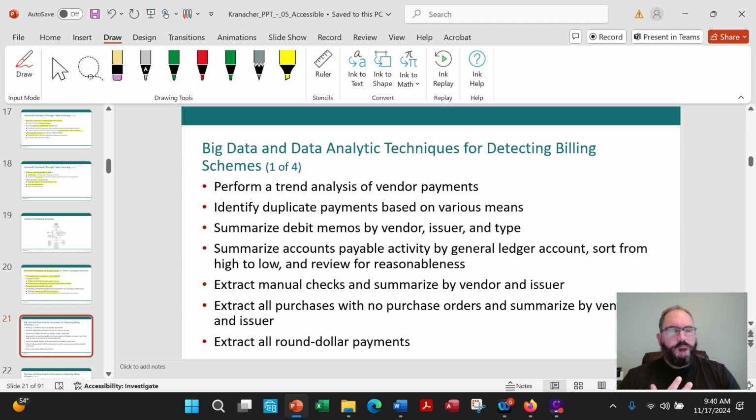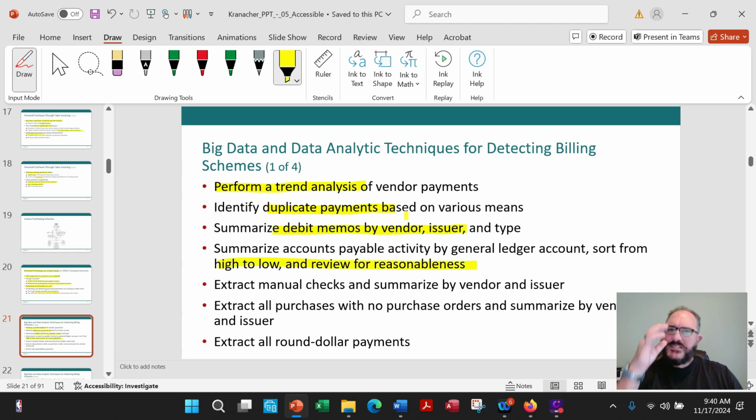Now they're talking about some big data ways to check things out. Using software like IDEA, you could do a trend analysis, right? Seeing if there's any unusual trends, duplicate payments, debit memos, things like this. High to low, review for reasonableness. Does this amount seem reasonable? Any type of manual checks, you want to look at those. Extract all purchases with no purchase order. All round dollar payments. Again, that's an unusual thing, right? It's not that often a bill is just simply round.